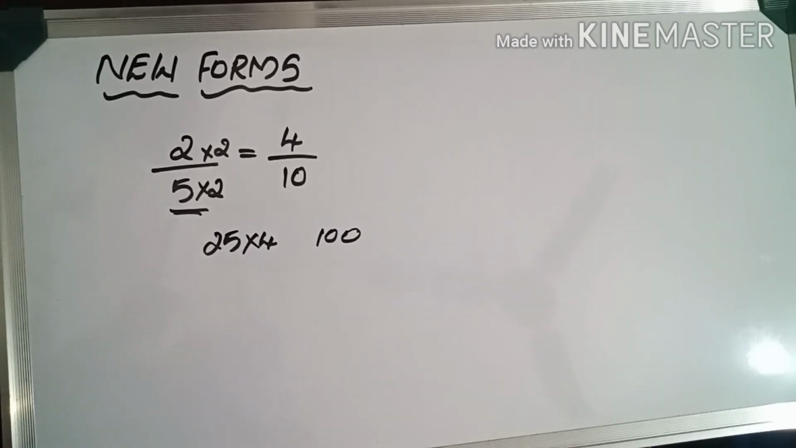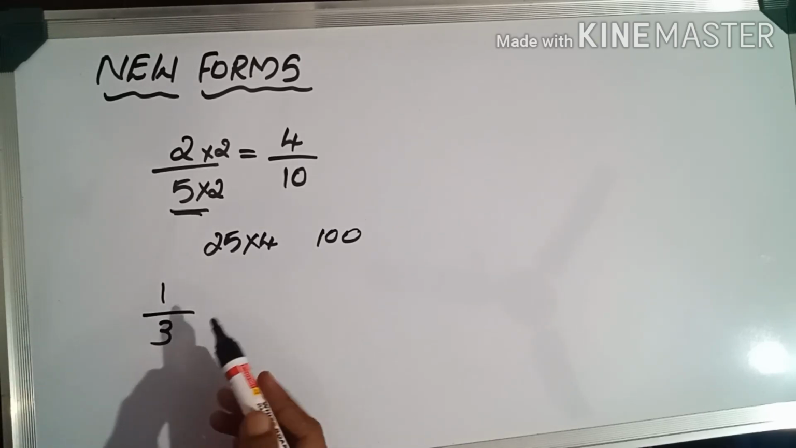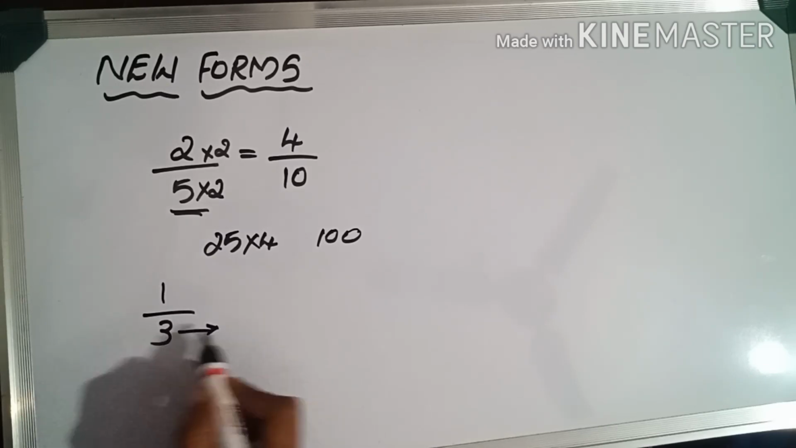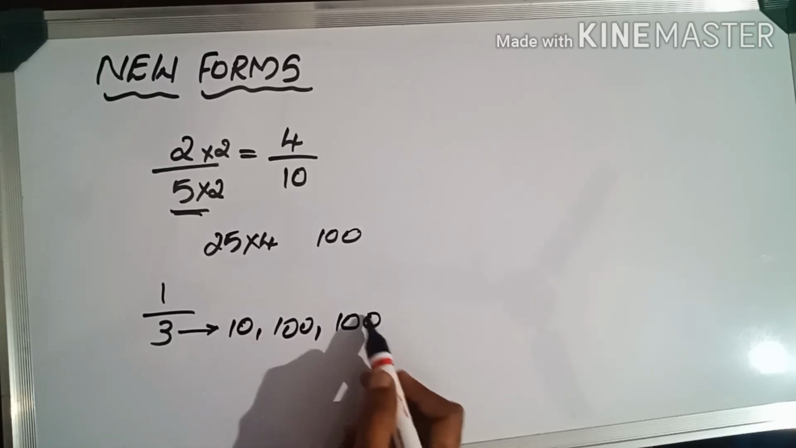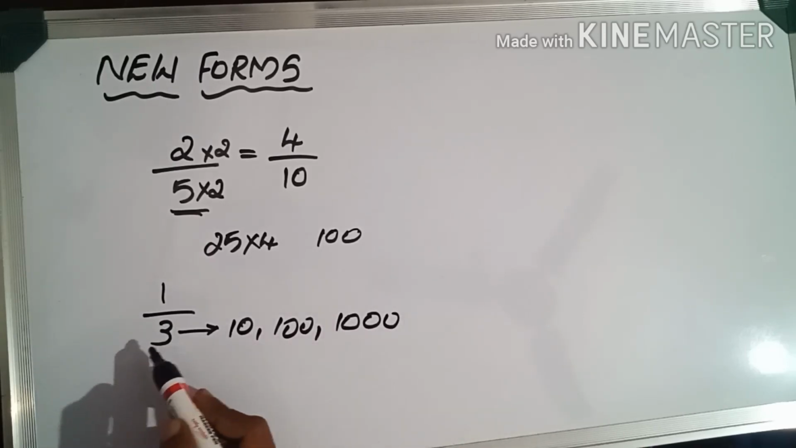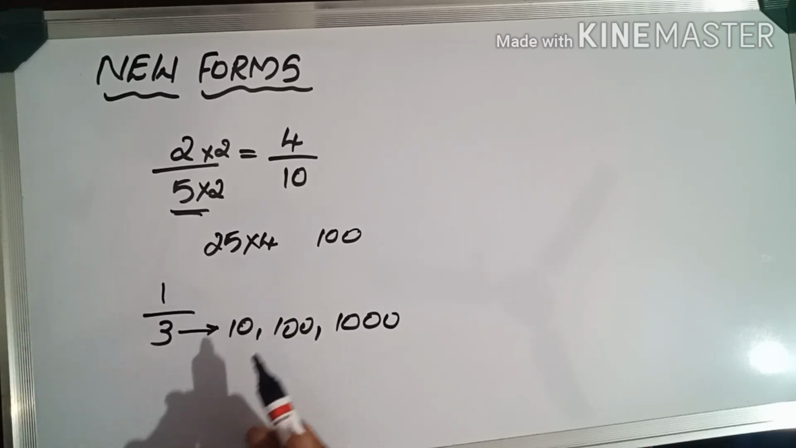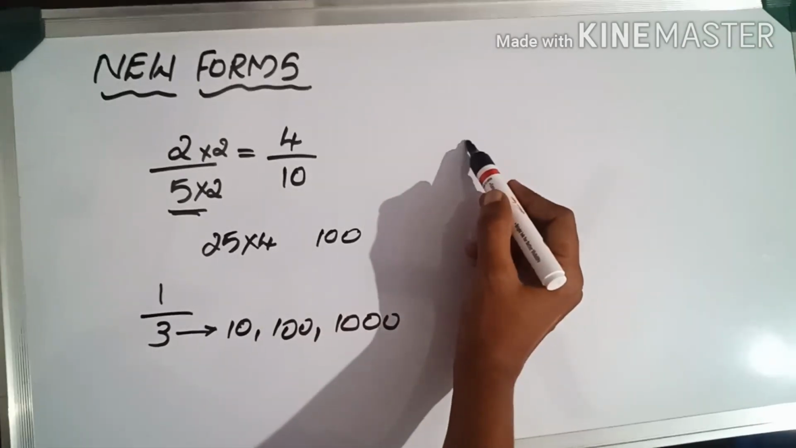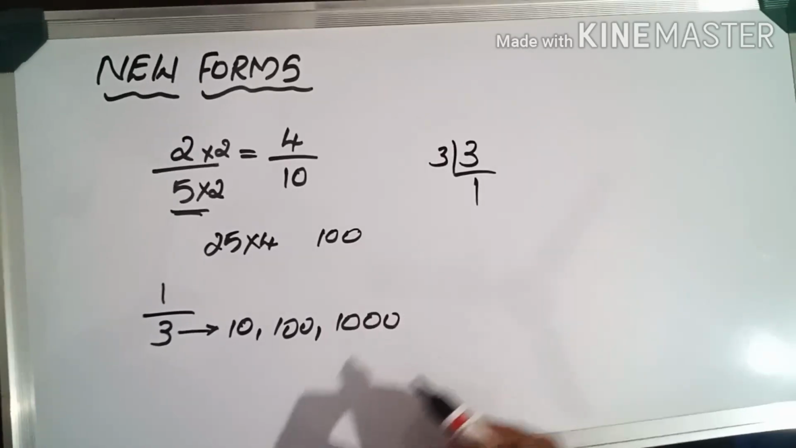That type of number we need to consider in this case. For example, 1 by 3. In this number, denominator is 3. This 3 is not possible to convert to 10 or 100 or 1000 like that. Because 3, when we multiply with 2, it is 6. When we multiply with 3, 3 into 3 is 9, like that. Because 3 is not possible to factorize also. 3 is what? 3 itself.